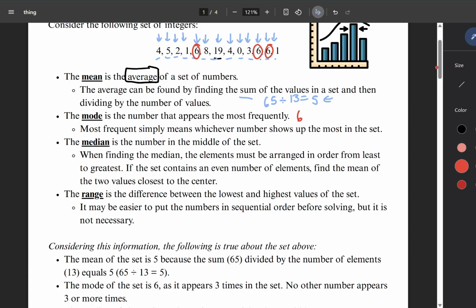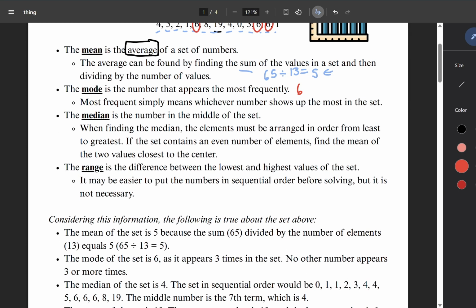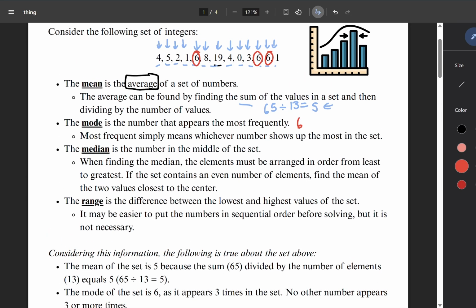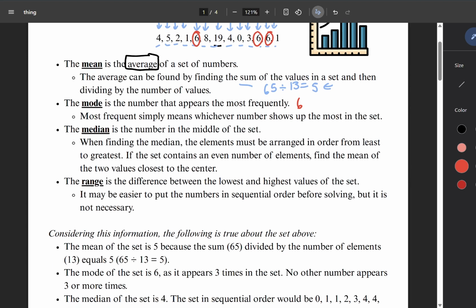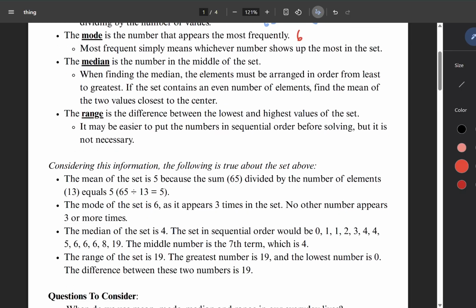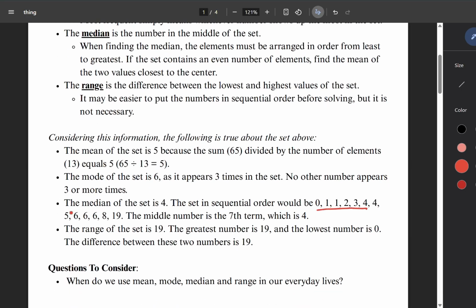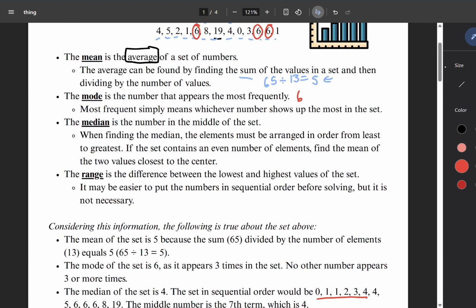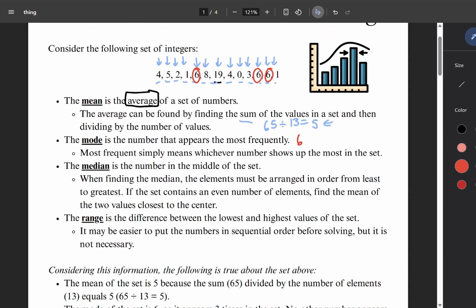Alright, next we have the median. The median is the number in the middle of the set. So when we find the median, first thing you have to do is put the numbers in numerical order. Now, I won't be getting into that, but here you can see what that would look like. So it would be 0, 1, 1, 2, 3, 4, 4, 5, 6, 6, 6, 8, 19. So we have quite a few numbers right there. And what we would do is we try to find the number in the middle.